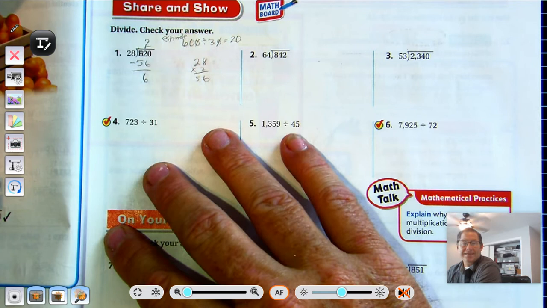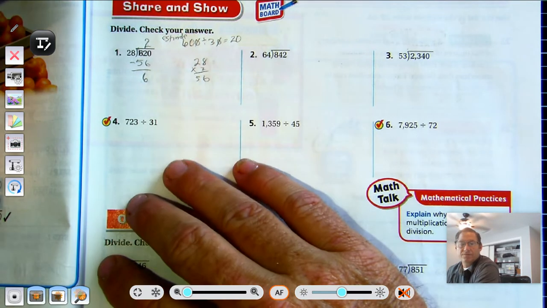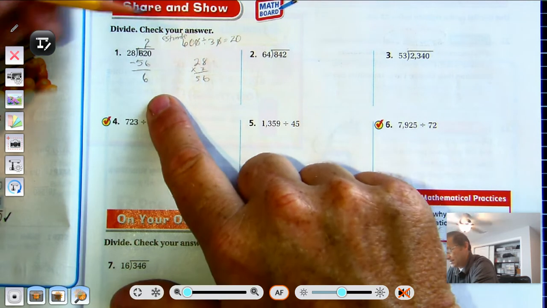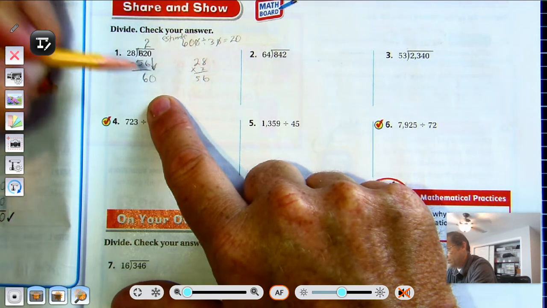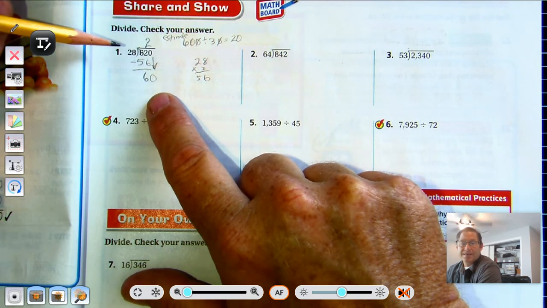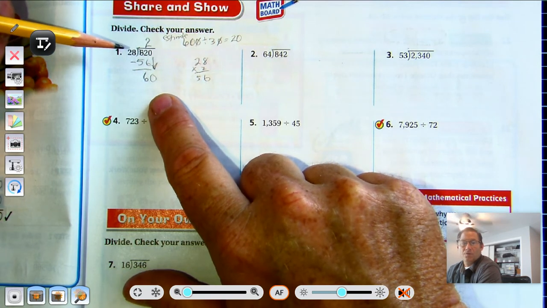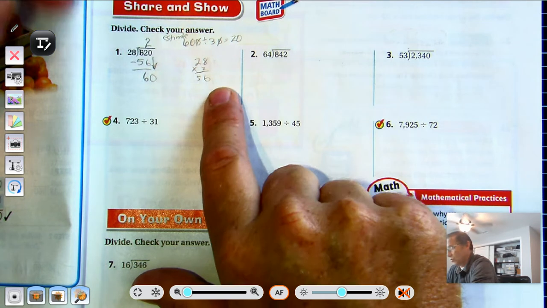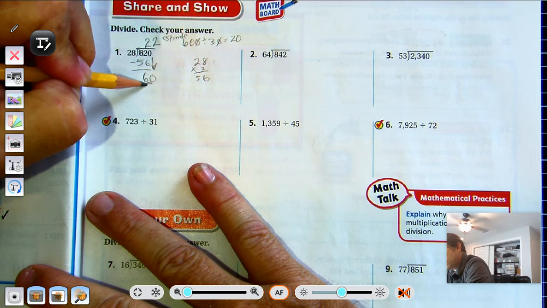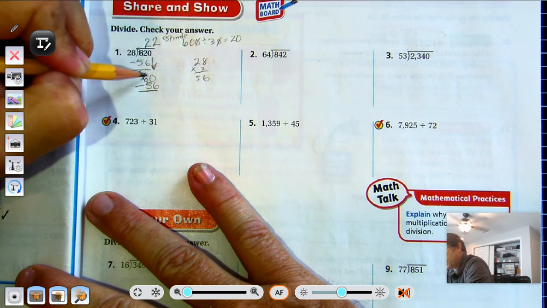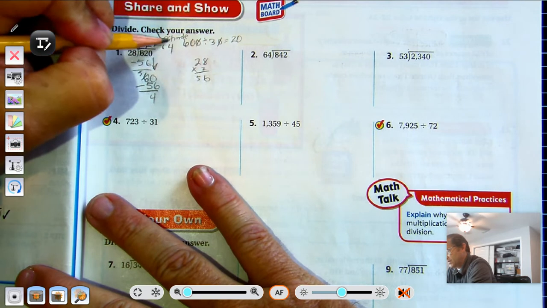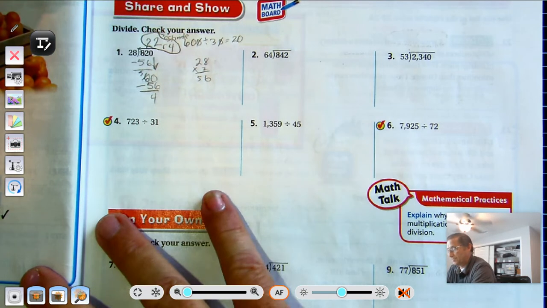Subtract, we're left with 6 tens. 6 tens can't be shared with 28 groups. So trade those for 60 ones and bring down any ones that we already have, which in this case is 0. So 60 divided by 28. Well, we know that 2 would work again because 2 times 28 is 56. And that would leave us with a remainder of 4.